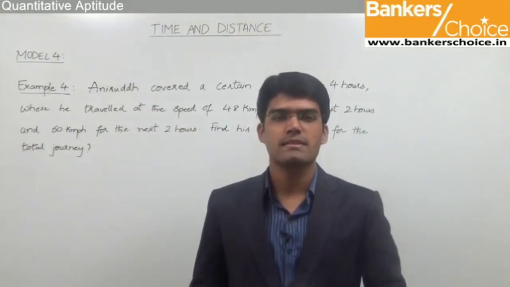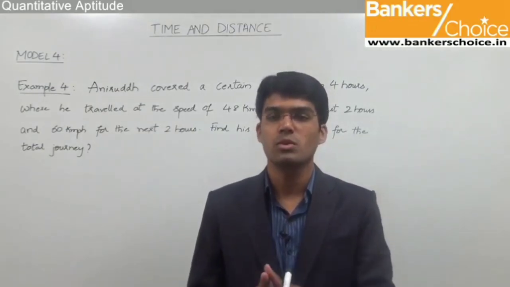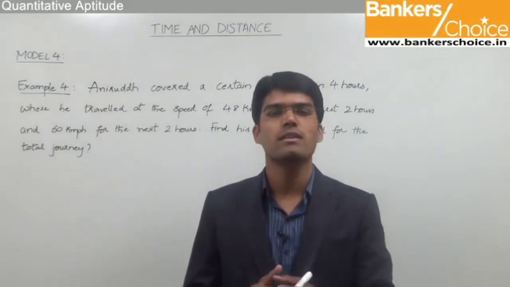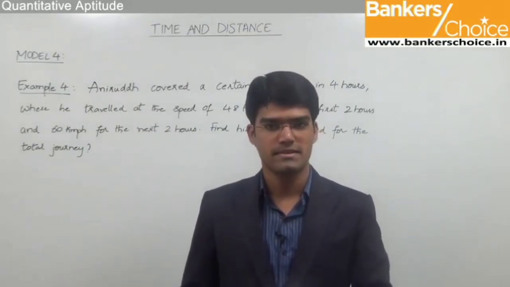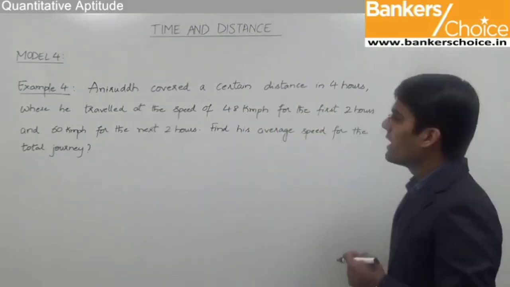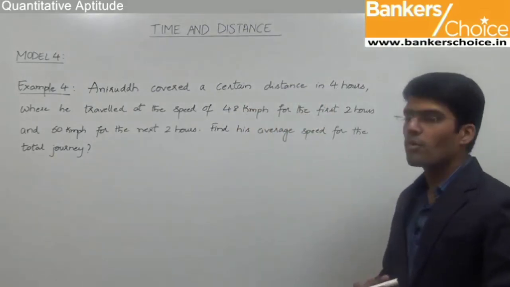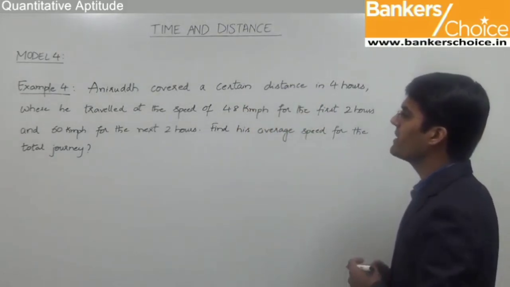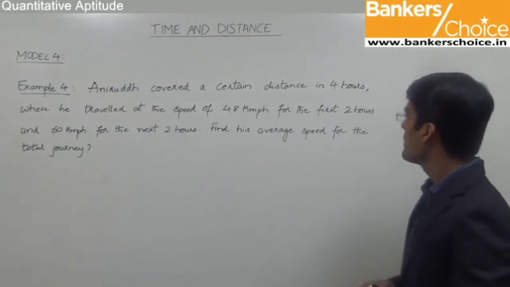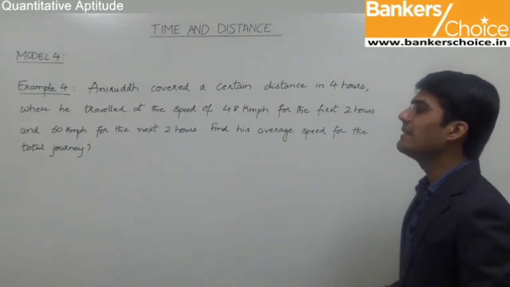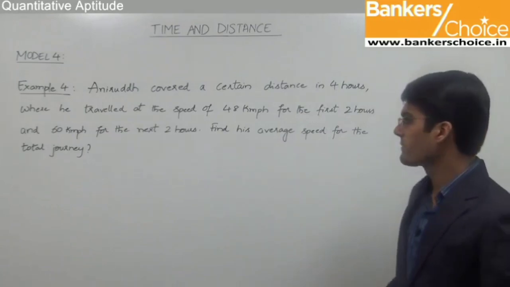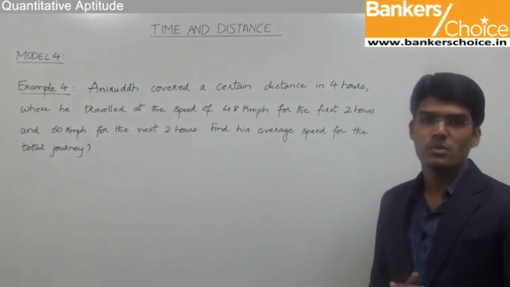Let us now discuss another special case from average speed where the total distance is covered in two equal time intervals at different speeds. Let us look at the question here. Anirudh covered a certain distance in 4 hours where he travelled at the speed of 48 kilometers per hour for the first 2 hours and 60 kilometers per hour for the next 2 hours. Find his average speed for the total journey.